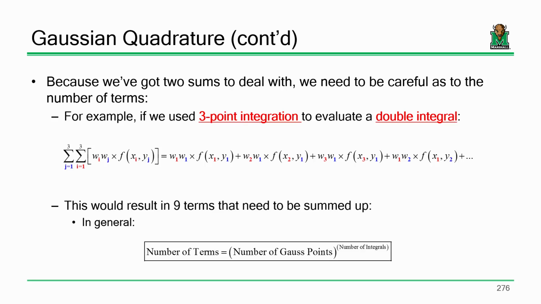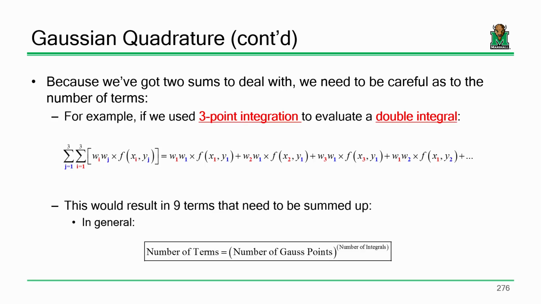So look at this. I have here a demonstrative example to give you an idea of what's going on. Let's say we had a double integral and we were doing 3-point integration. So we go from i equals 1 to 3, but we're also going from j equals 1 to 3. So watch what happens. This right here, i equals 1, j equals 1. i equals 2, j equals 1. i equals 3, j equals 1. Now it's i equals 1, j equals 2, i equals 2, j equals 2. Then j equals 3.